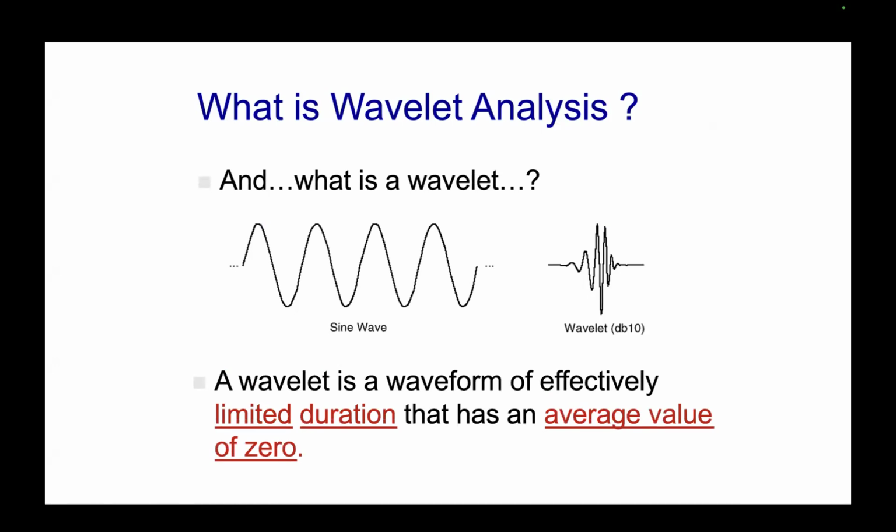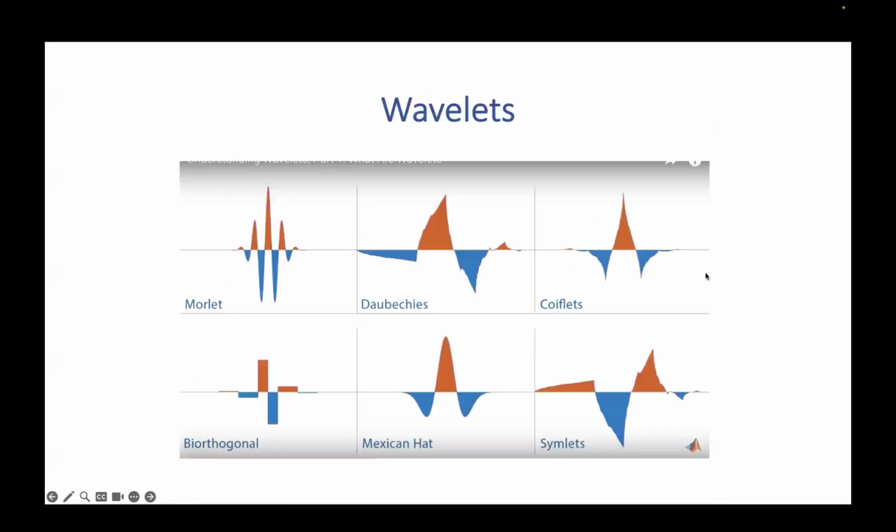So first of all, what is a wavelet? A wavelet is a waveform of effectively limited duration that has an average value of 0. An example is given here. This is the normal sine wave, which is of infinite duration. This is a wavelet, which is of limited duration. And if you add all these points, you'll get 0. These are some examples of other wavelets. Again, all of these are of limited duration with an average value of 0.